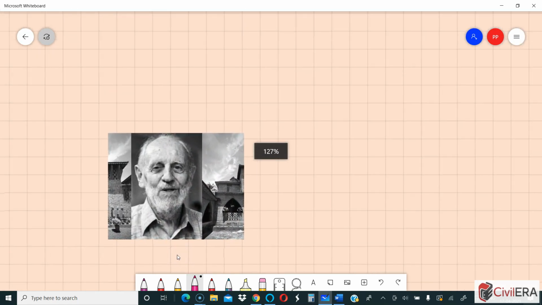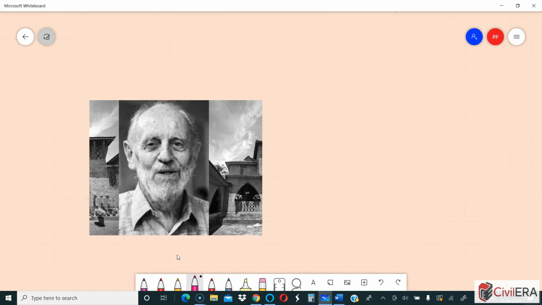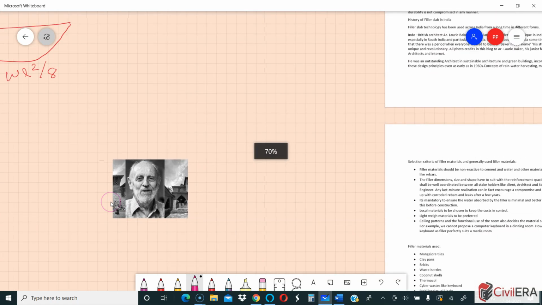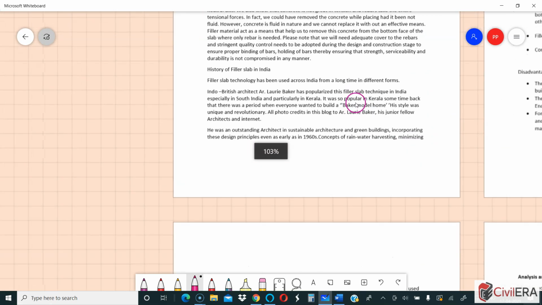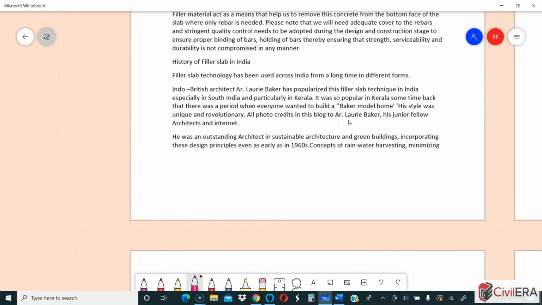He is a revolutionary architect who made filler slab and alternative technology very popular in India, and especially in Kerala and south of India. So there was a period in the history of Kerala where everyone wanted Baker model homes. If you Google, you will get Baker model homes, and you can enjoy the beauty of his architecture. So in the 1960s, even at that time, he was using green concepts in architecture, and he is regarded as the Gandhiji of Indian architecture.